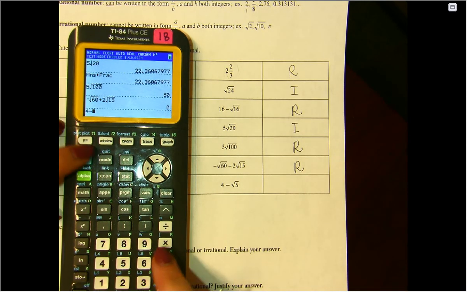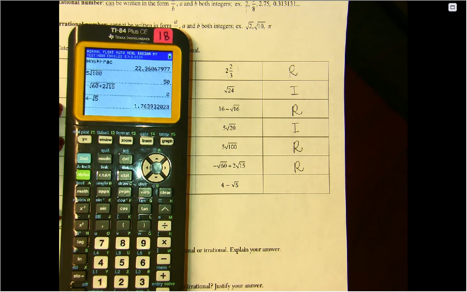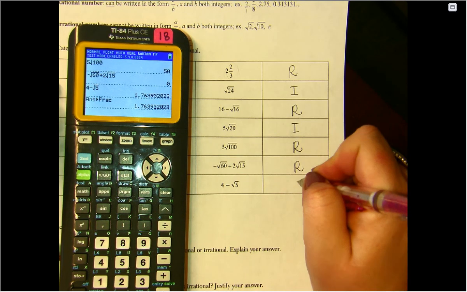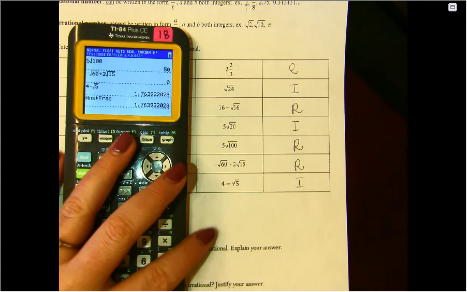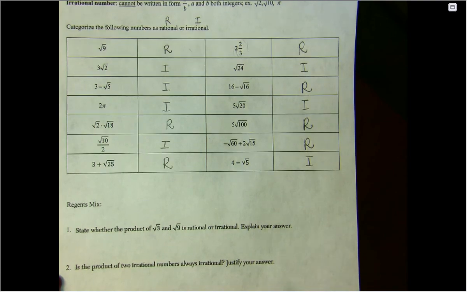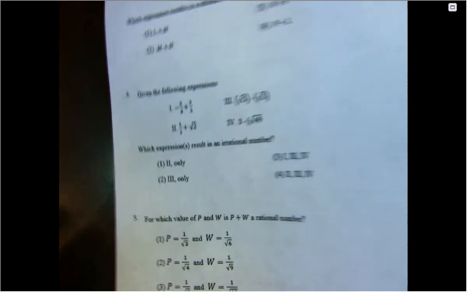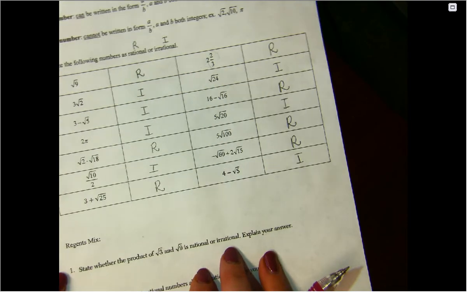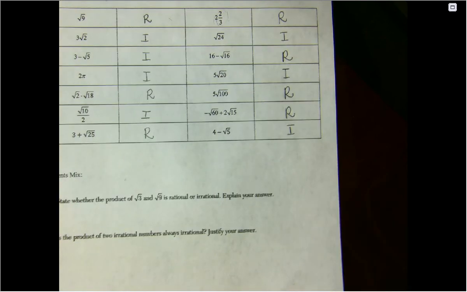And what about 4 minus radical 5? All right, non-repeating, non-terminating. Can I write it as a fraction? No. Irrational. Okay, so perfect. We've seen the difference now. Now we're going to do the rest of these. 1 through 6 are all Regents questions that pertain to this topic, okay?